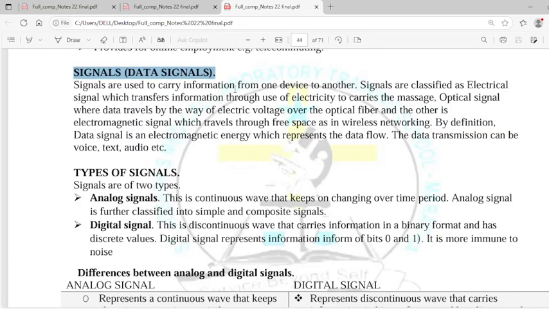So, by definition, a data signal is an electromagnetic energy that represents the data flow. And this data can be voice, text, audio, video, or any other thing that you may want to send or transfer from one computer to another or one phone to another.